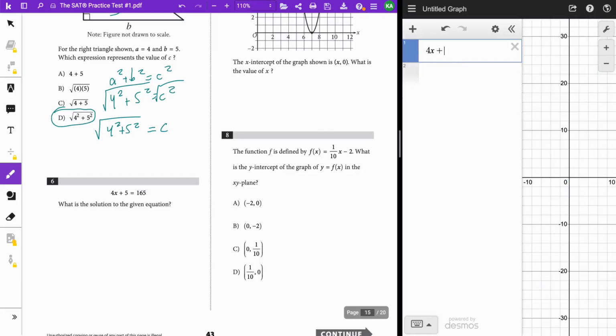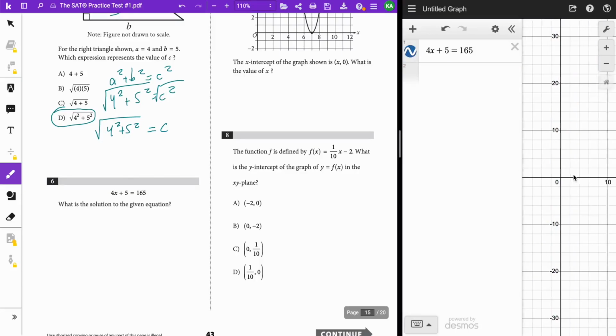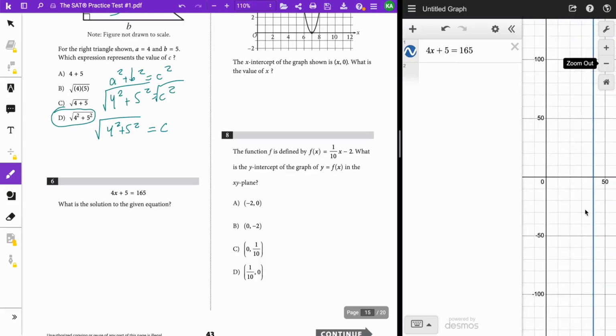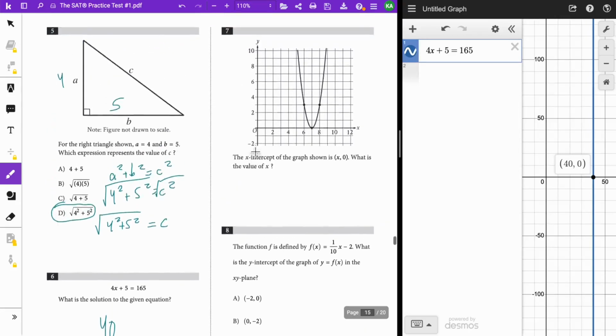So 4x plus 5 equals 165. We'll just type it in like that. And I don't see anything on the graph, but it's because the answer is a little bigger. If you scroll over or you just zoom it out, you'll see that this vertical line here goes through 40. And so the x value of the answer would be 40. So that would be what we get for this answer here, 40. So anytime there's an equation, you can use Desmos to solve it.